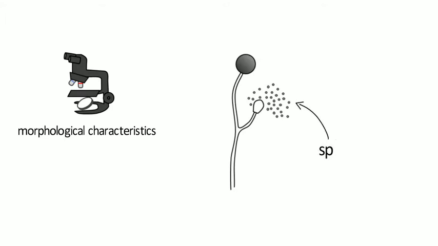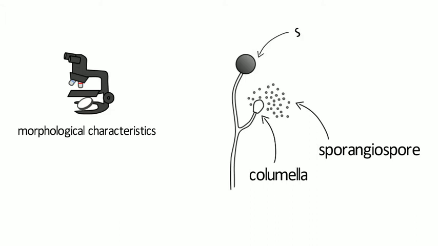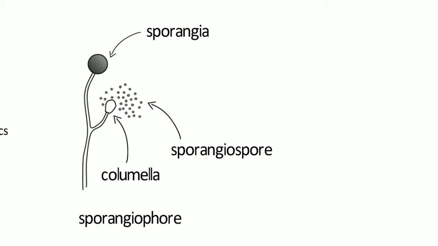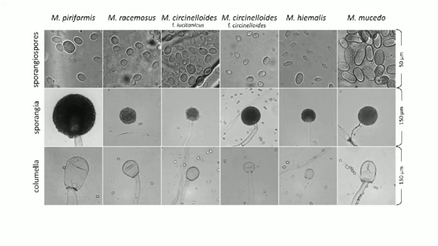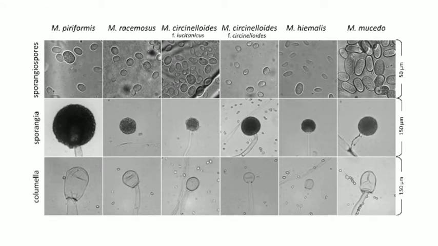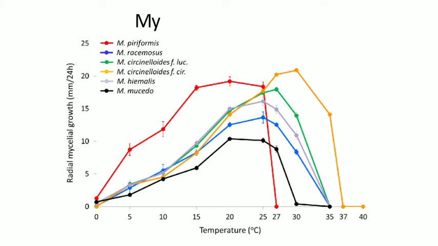Here are some scientific terms. Tiny spores are called sporangiospores. When sporangiospores are attached to a structure called columella, it forms a black sphere called sporangia. This whole structure is called sporangiophore. Here is a picture of sporangiospores, sporangia, and columella of each Mucor species. Based on genetic and morphological characteristics, 5 Mucor species were identified, and their physiological characteristics were also examined.